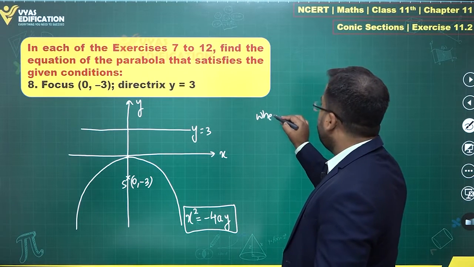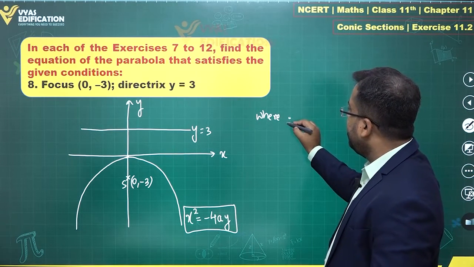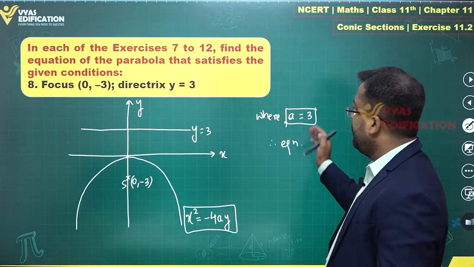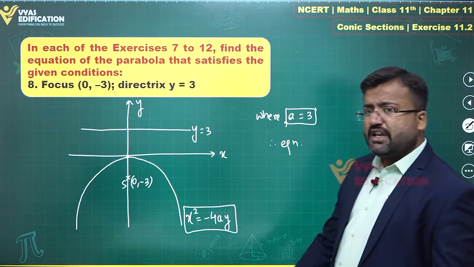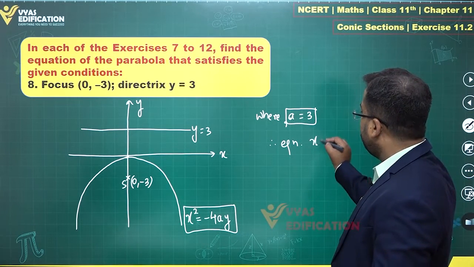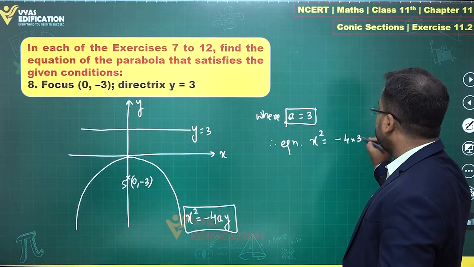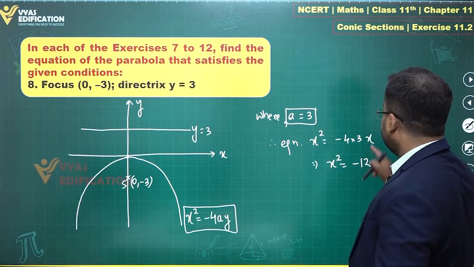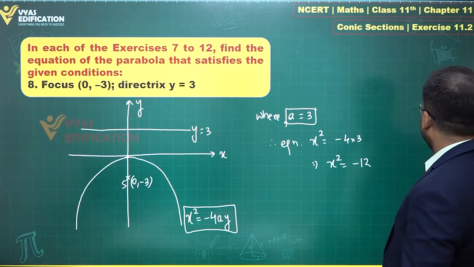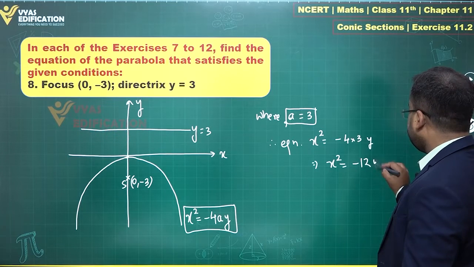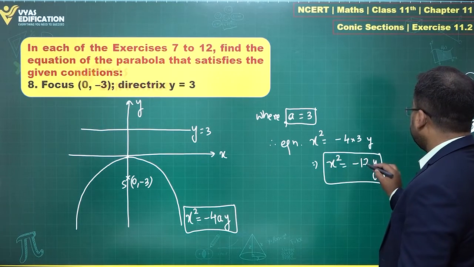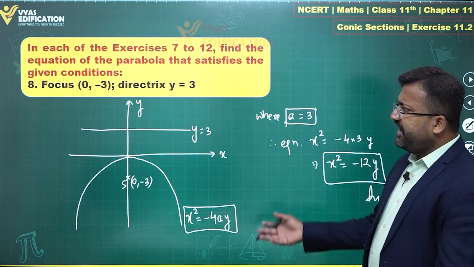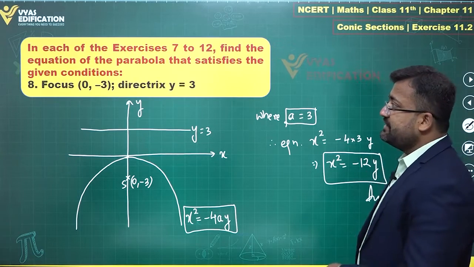where with the help of these you can identify that a will be equal to simply 3. This is 3 units, this is also 3 units. So a will be 3. The equation will be x squared is equal to minus 4 times 3y, which implies x squared is equal to minus 12y. That's my answer for this question over here. Right, pretty simple to find the equation given the focus and directrix.